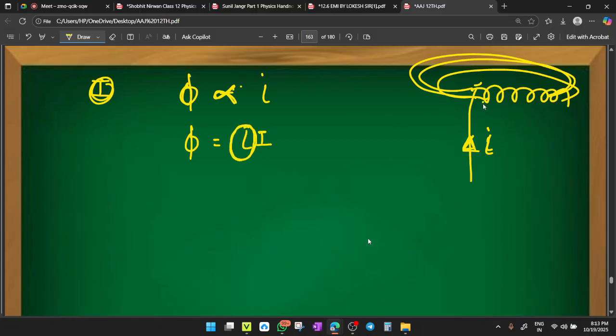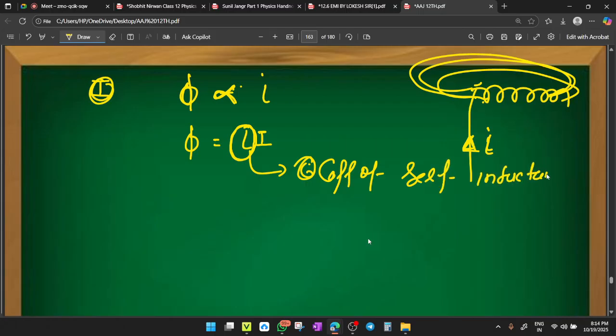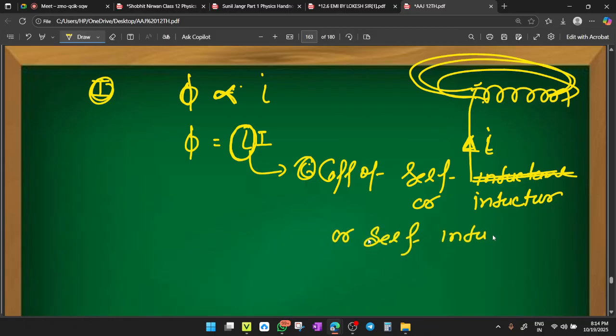That is the property of a given coil, called the coefficient of self-inductance, or the self-inductance of a coil. Clear? Self-inductance of a coil. Clear, beta? So phi is equal to LI. We got phi is equal to LI.